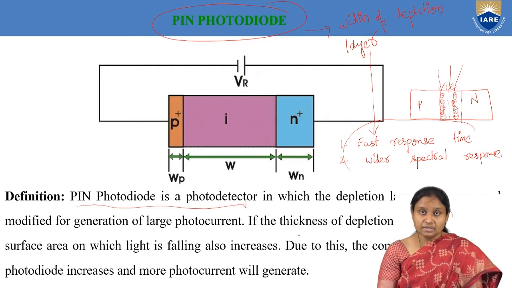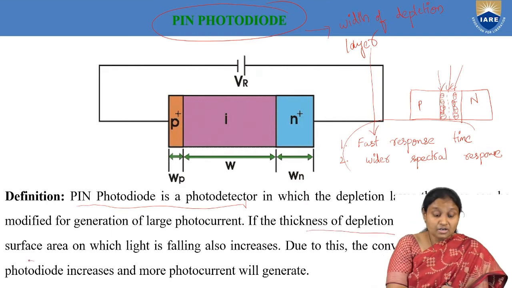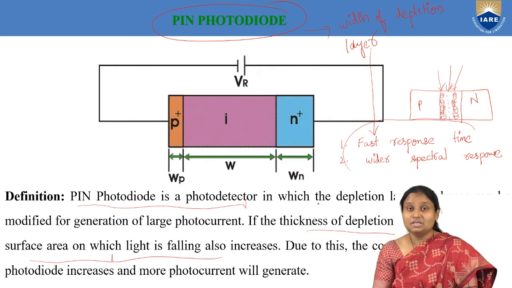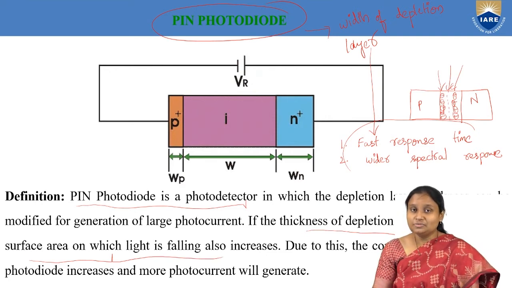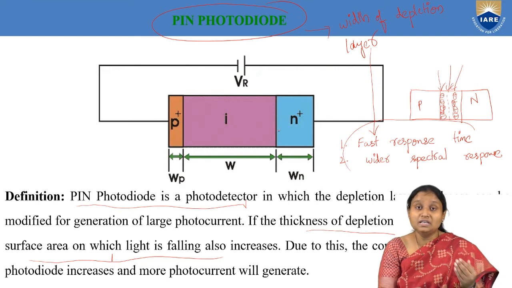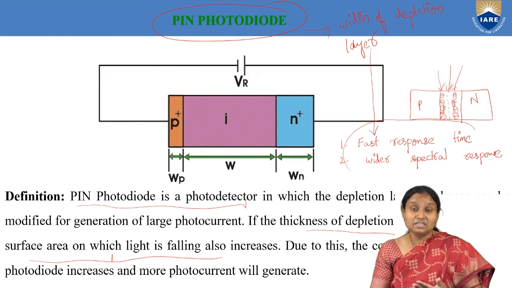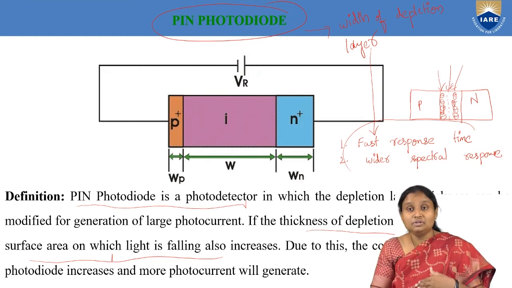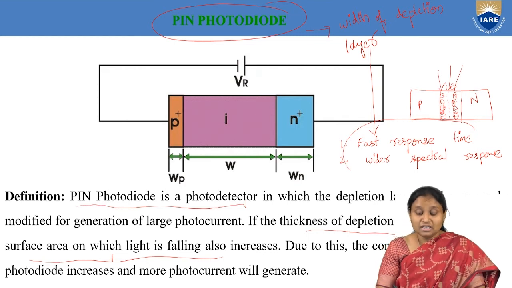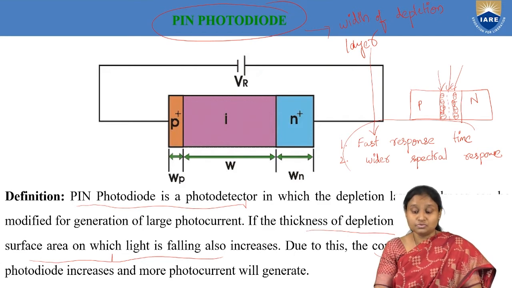What is our main intention behind increasing the thickness? Here the thickness is more, so the surface area on which light is falling also increases. Obviously the depletion area will increase. What does an increased depletion layer area mean? It means the number of immobile charge carriers will also increase. With light, these many immobile charge carriers become mobile, and they increase the photocurrent. So the conversion efficiency will increase, and that's why we get more photocurrent.